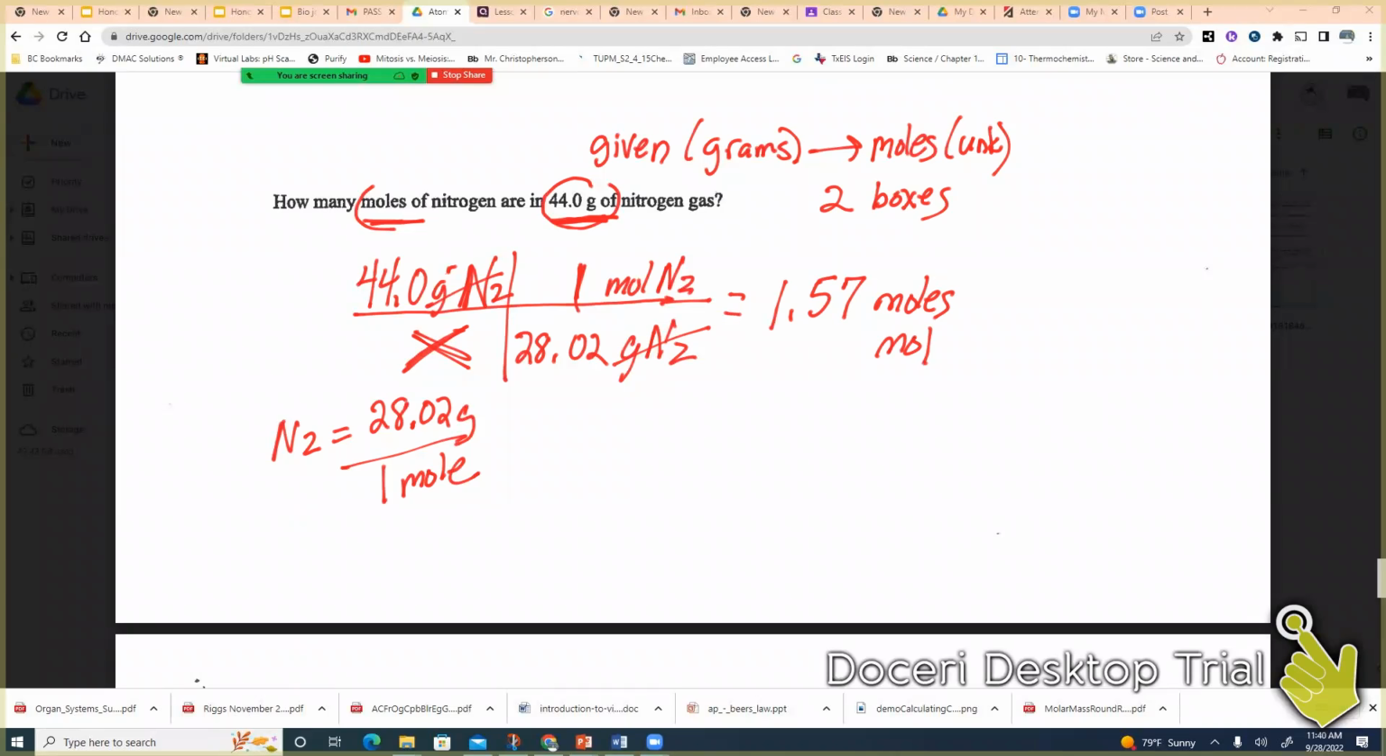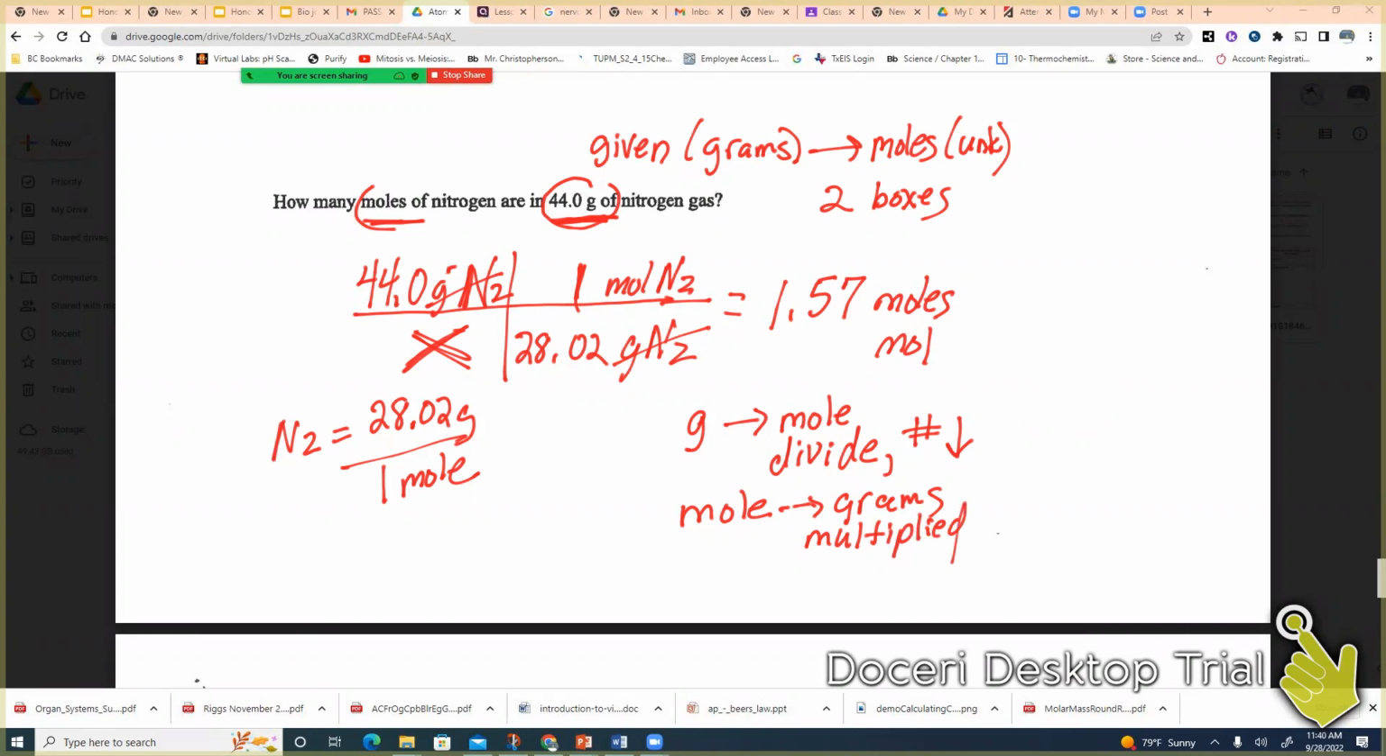So if you notice here, if I was going from grams to moles, like I did here, then I'm dividing and my number is decreasing. Well, I just say all these different little things because something may help you out. Before, we were given moles and we were going to grams. So instead of dividing on that one, we multiplied. And my number increased.